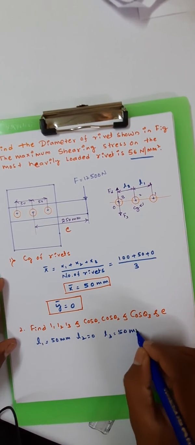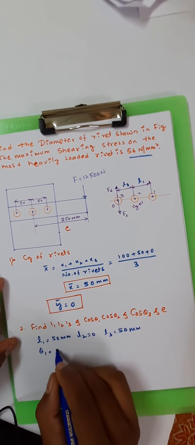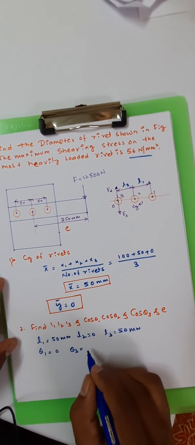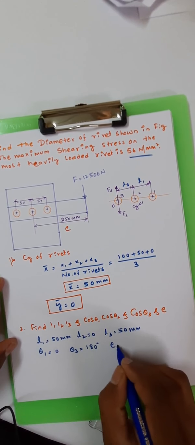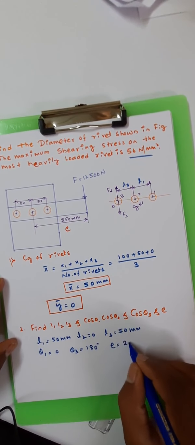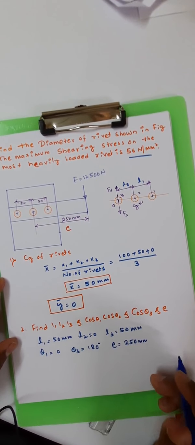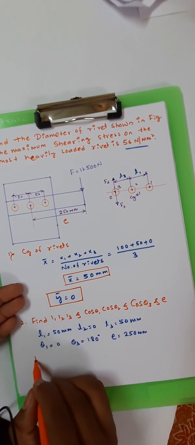So this is the 50, and theta 1 is equal to 0. With respect to the previous problems, we have clearly explained that theta 3 is equal to 180, and E is equal to 250 mm, which is given in the problem. Okay, next we need to find out the direct shear load.